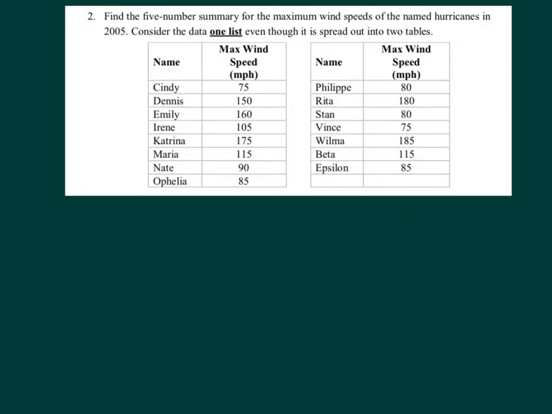So let's try it again. Now let's take a look at a data set that's not in order. This data set is all about max wind speed of named hurricanes in 2005. First, take a moment and write all of the values in your notes in order. Press pause now and write the values in order from least to greatest, or in ascending order.